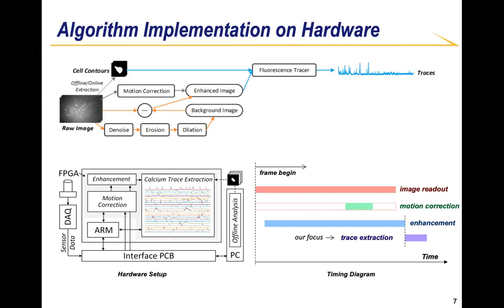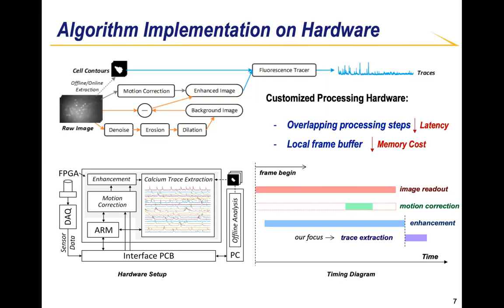We define the latency as the time interval between the end of the image readout and the end of the overall image processing for the current frame. Since we can overlap a lot of computation with the image readout, the latency can be largely reduced. We also built a local DRAM buffer to store the enhanced image. It helps eliminate the off-chip DRAM access and improve the efficiency.